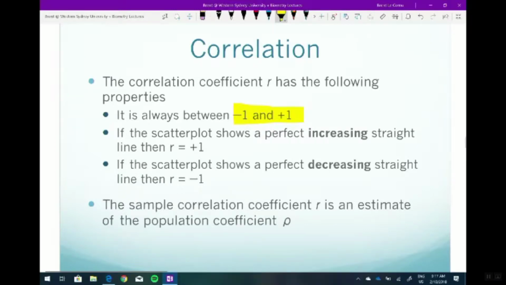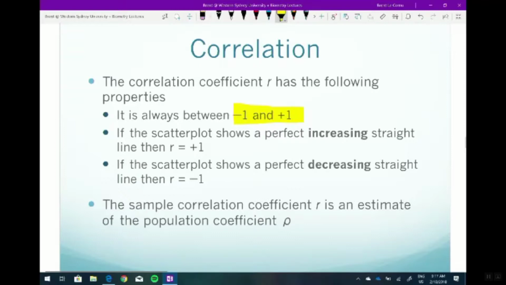If you get a correlation of exactly +1, then the scatter plot that corresponds to that would show a perfect straight line relationship between the two variables where it's increasing. It goes from the bottom left to the top right. We'll show you a picture in a second. If the correlation coefficient comes out to be -1, then it's still a perfect linear relationship, but it's sloping down.